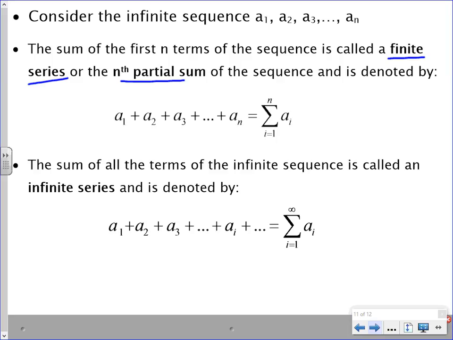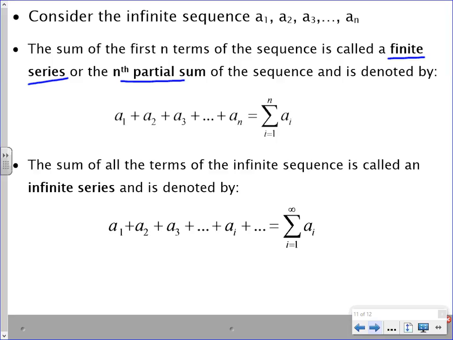The sum of all the terms in an infinite sequence is called an infinite series, where we just keep adding and adding. Well, we will have numbers. And here's the thing about an infinite series. There are times where an infinite series does not add up to anything. It just keeps getting bigger and bigger. It just adds up to infinity.